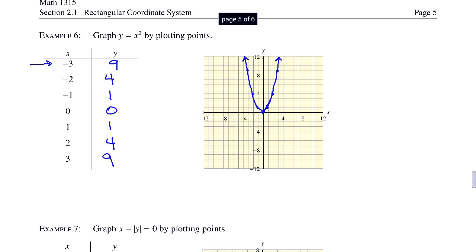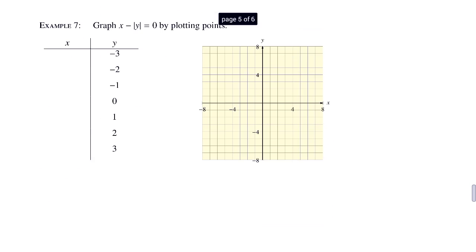Let's look at example 7. Graph x minus the absolute value of y is equal to 0 by plotting points. What we're going to do is use the table of values that are given, but first I'm going to rewrite this equation so that x is alone on the left side by itself. That means moving the absolute value of y to the other side. When we do, it moves over as a positive. Now we've been given the values for y to use, and we'll plug those into the absolute value and find the values for x for each value of y.